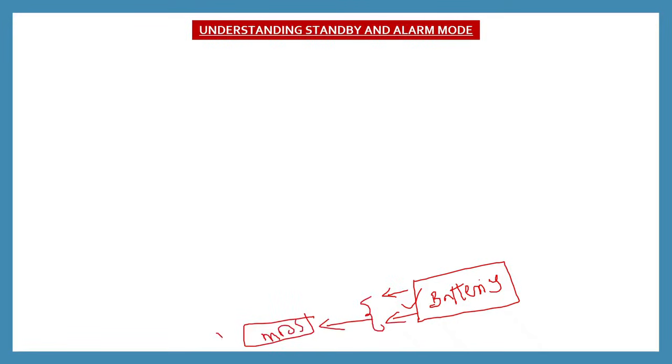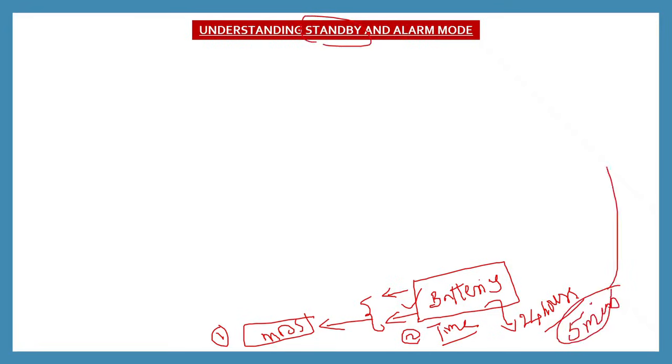Okay, and the second point would be the time duration required. So in case of power loss, the battery has to run for about 24 hours in standby mode. So this is the term. And once the horns and strobes activate, the battery has to run for at least 5 minutes, which is known as alarm mode.